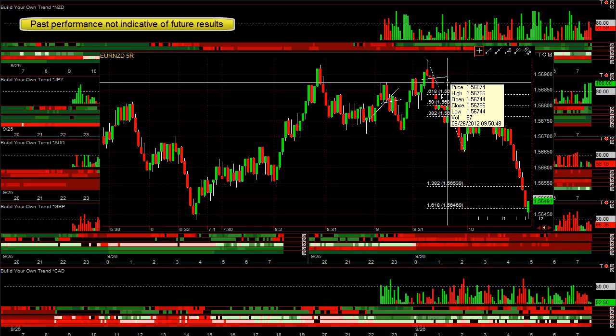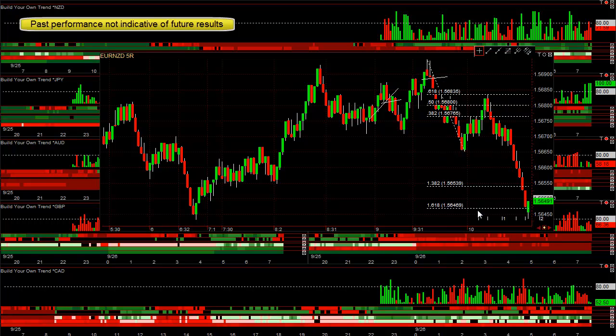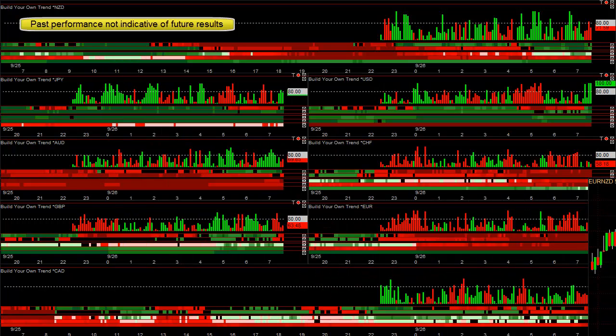And you can see you're short at 56.88, out around 50. You made 38 pips on that one. So, if we were down 15 pips, lost 10, maybe made 10 on this one, made 8 on this one, you're pretty much break even, and then you're left with 38 pips profit by trading with a currency meter.